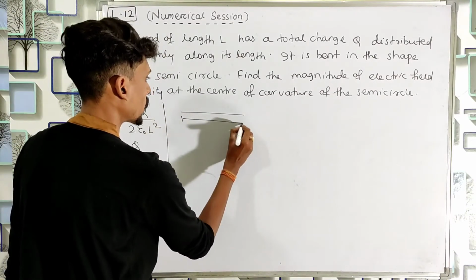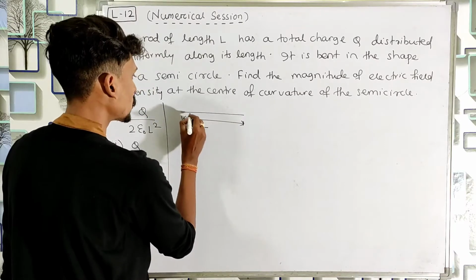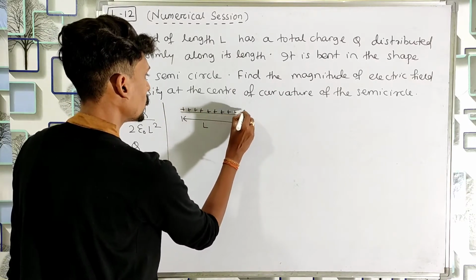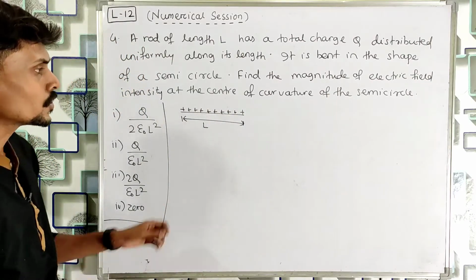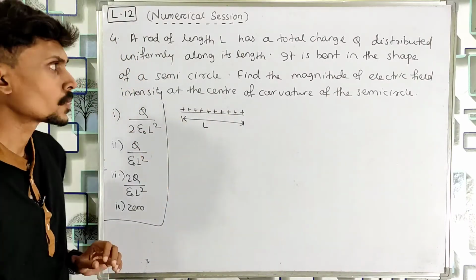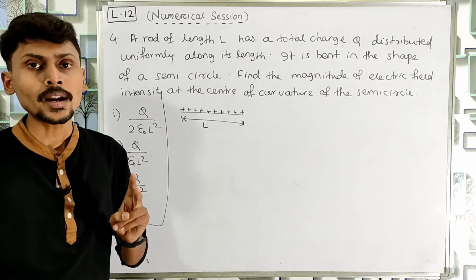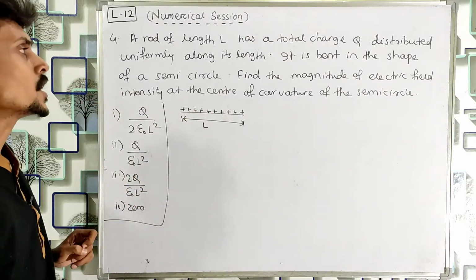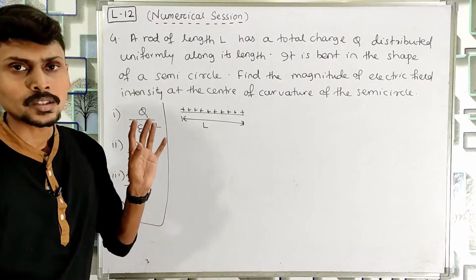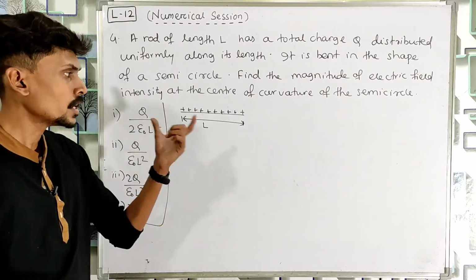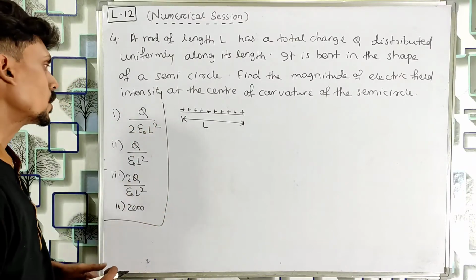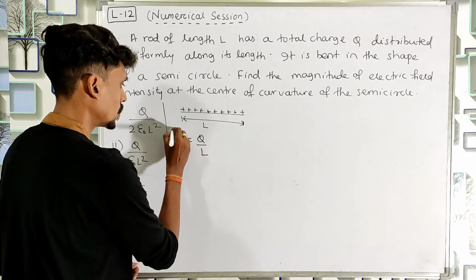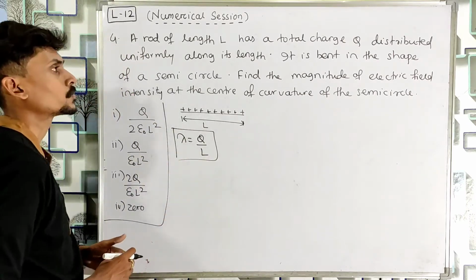The length of the rod is L, and on this rod a charge Q is uniformly distributed. So this is the case of uniform charge distribution. In questions 2 and 3 we had non-uniform charge distribution, but here we have uniform charge distribution. The total charge is capital Q and the total length of the rod is L. So the linear charge density will be how much? Q by L, total charge by total length.